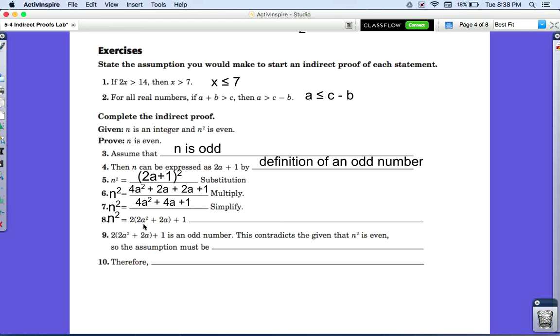Now if I pull out a 2, I end up with 2 times (2a squared plus 2a) plus 1, and ultimately this is just another number, and it can be any number, but when I multiply it by 2 and then add 1, it just ends up being an odd number. So this is where I factored out my 2. So that means that this has to be an odd number, and this contradicts your given that n squared is even, so that means your assumption must be false. Therefore, n is even.